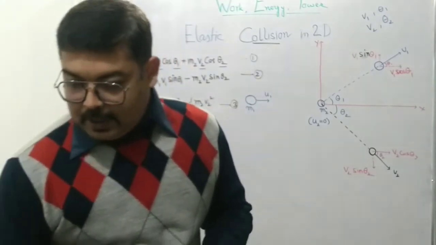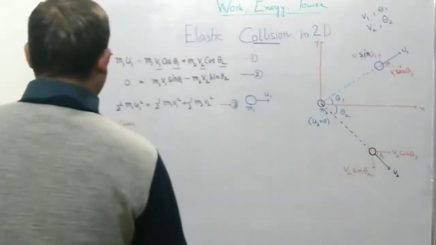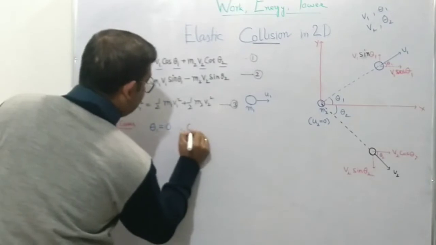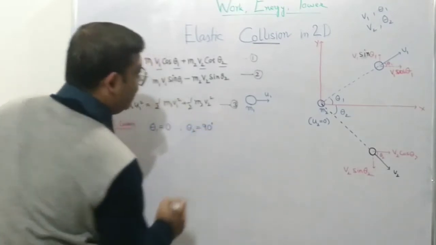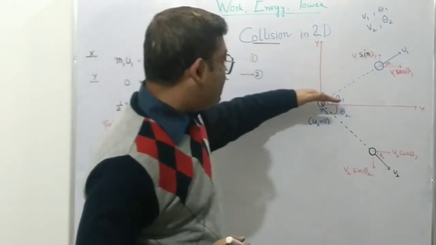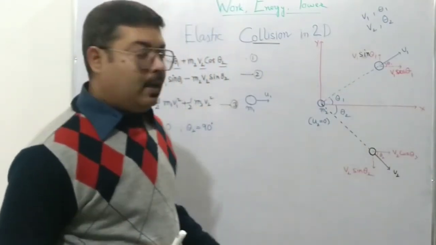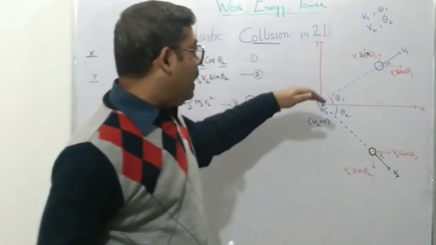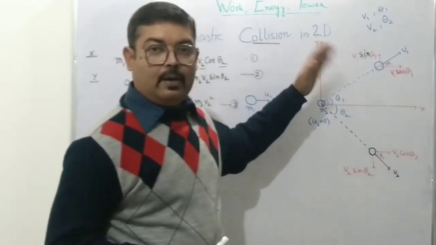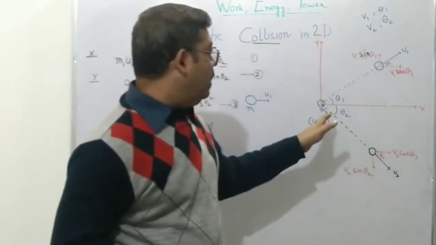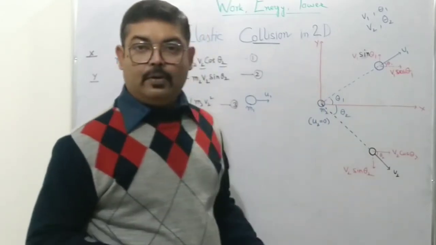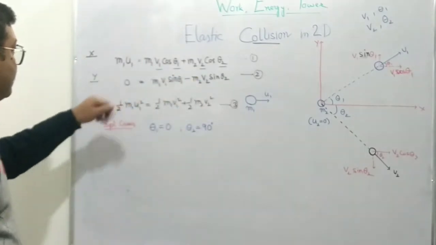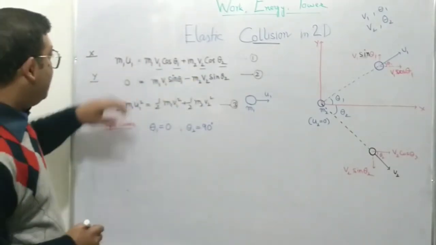The first special case is that of a glancing collision. We call a collision glancing when theta 1 equals 0 and theta 2 equals 90 degrees. So the mass m1 comes and just glances the second mass, and m1 will continue on its path without any deflection. And since m1 doesn't get any deflection from its direction, m2 will tend to move perpendicular to that direction.